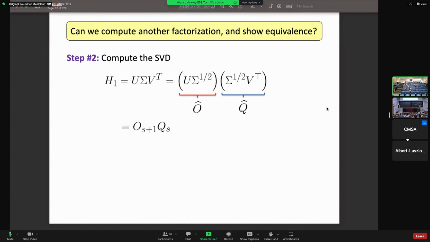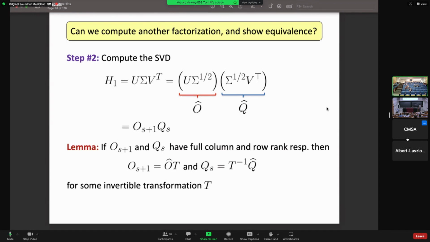In fact, we already know that there is a hidden factorization of H1 that's related to the true parameters. So on the one hand, I have two factorizations of the same thing. Now what I claim, and this is really just elementary linear algebra, is that since O and Q and O hat and Q hat are two equivalent factorizations, provided they have the right non-degeneracy conditions, namely they have full column and row rank respectively, then it must be the case that there's some invertible transformation that transforms one into the other.